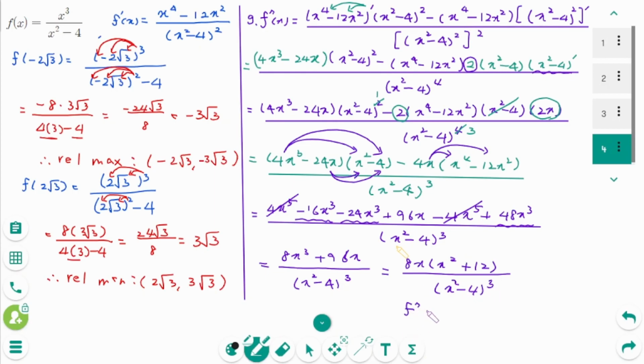If f second prime of x equals 0, then the numerator is 0. 8x times (x squared plus 12) is 0. That means 8x equals 0 because this one is always positive. So x equals 0.